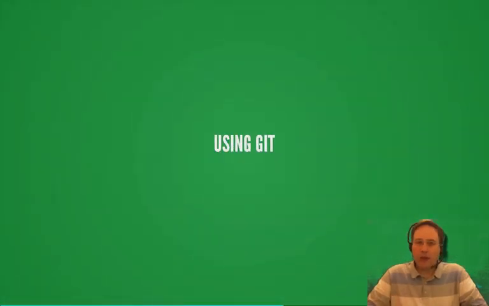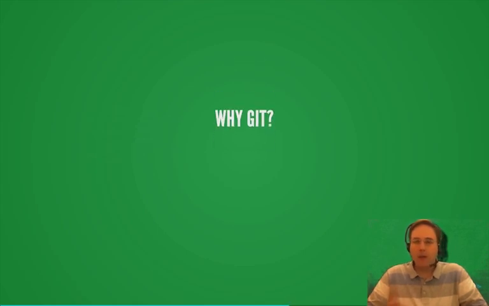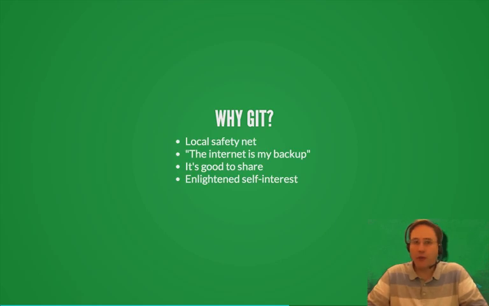So that's working with CQ and archetypes and Maven. Now let's talk a little bit about Git. So first of all, why would you actually want to use Git or any version control system? Well, primarily this provides you with a local safety net, so if you make any errors you can just roll back to a previous version of your file.